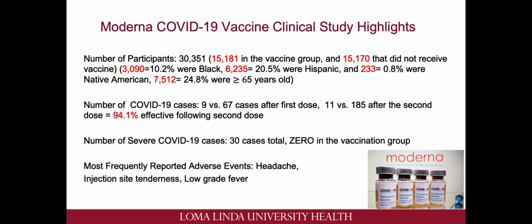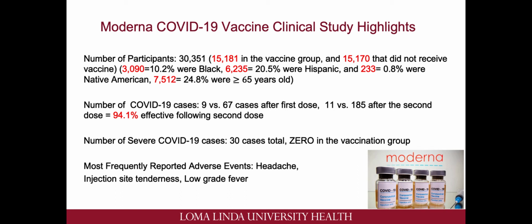And then we have the Moderna vaccine, which is an mRNA vaccine, just like the Pfizer study we talked about. There were almost the same number of participants as the Pfizer study, a little bit less, so a little over 30,000 in this study. Once again, equally split between the group that did receive the vaccine and the group that did not. There was about the same number of Black individuals, Latino individuals, Native American individuals, and those that were greater than or equal to 65.